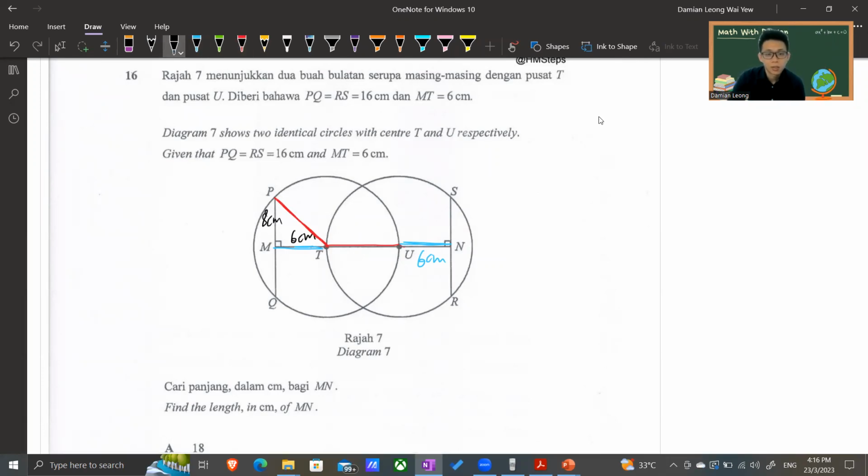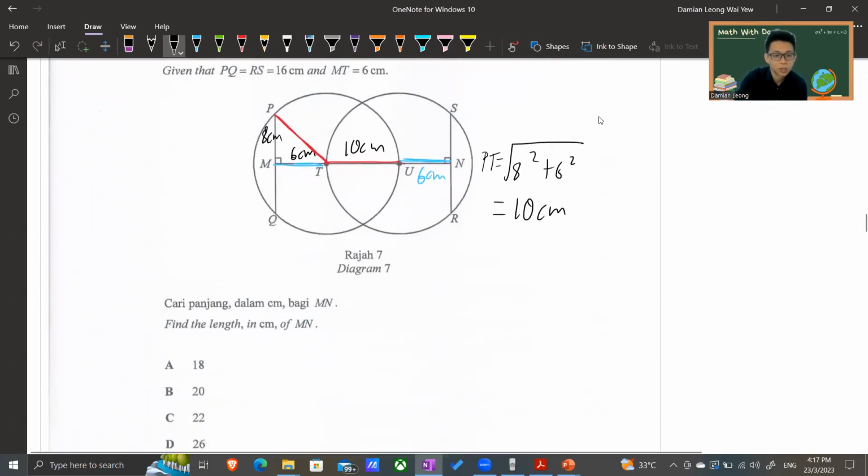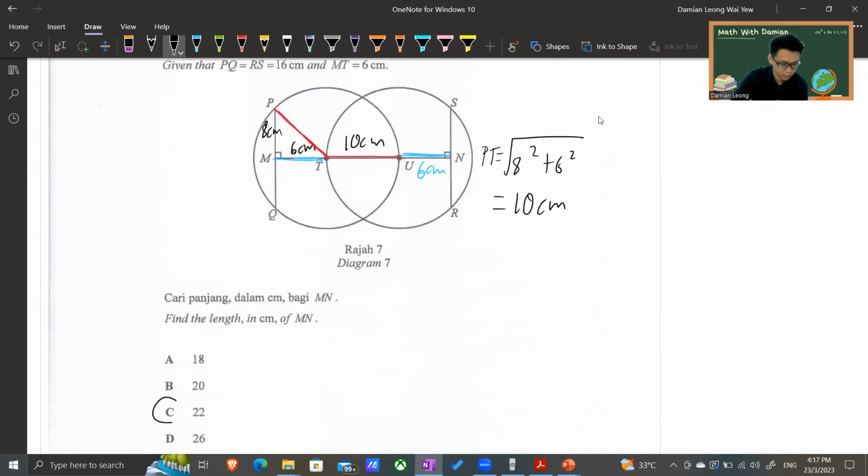So 8 square plus 6 square root, that is the PT, which is same as TU. Yeah, so I get 10 cm. So from M to N means 6 plus 10 plus 6, which is 22. Answer C.